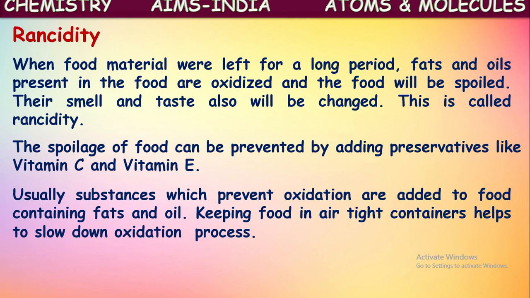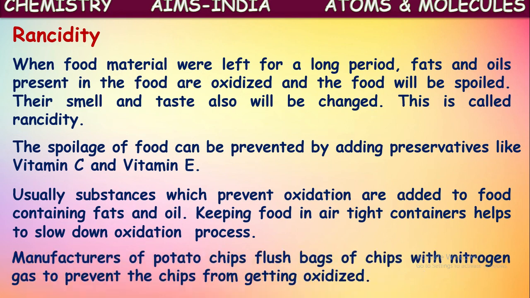Keeping food in airtight containers helps to slow down the oxidation process. So generally, if we keep these food items containing fat and oil in airtight bags, then we can slow down this oxidation process. For example, the manufacturers of potato chips flush the bags of these chips with nitrogen gas to prevent the chips from getting oxidized.